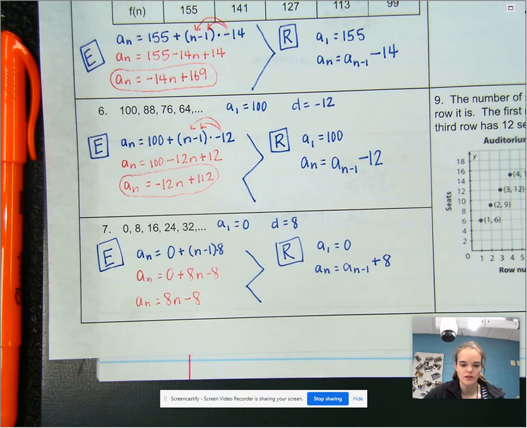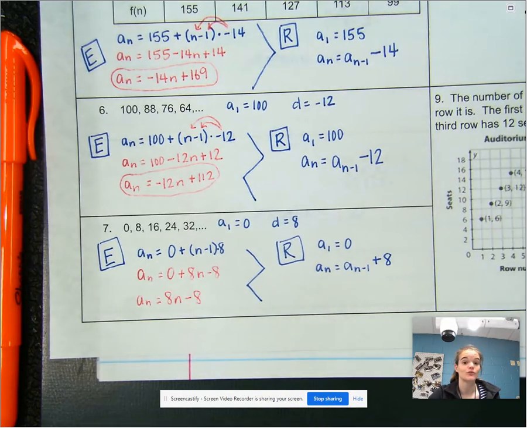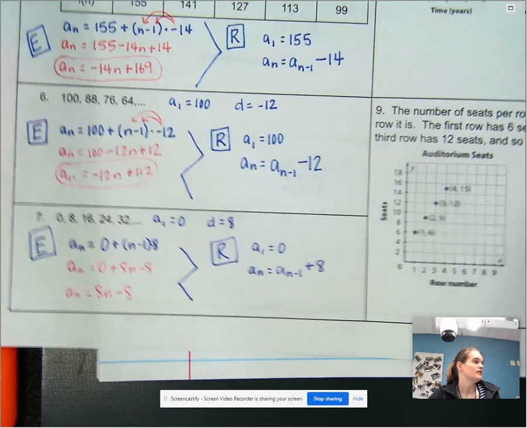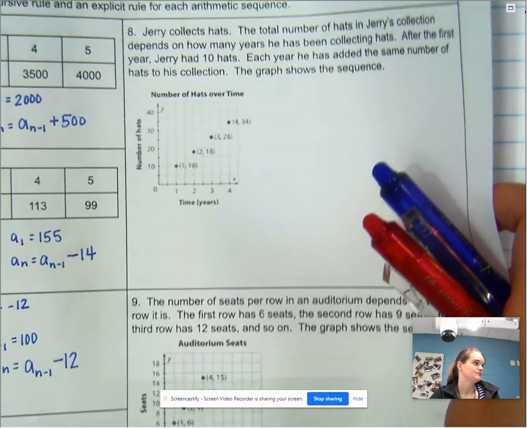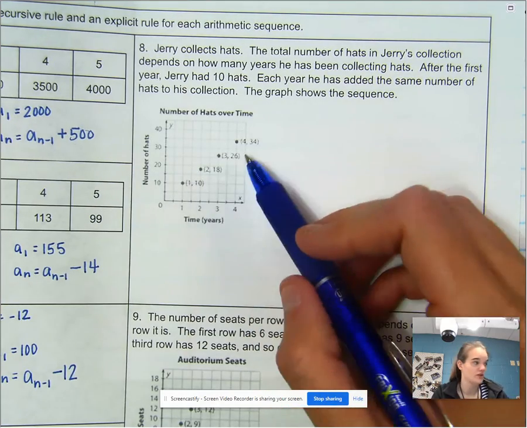Okay, last but not least, so we've seen them in a table. We've seen them when it's just a string of numbers. Now we're going to do the exact same thing. We're still doing the same thing, but when it's in a graph. Okay? So it says Jerry collects hats. The total number of hats in Jerry's collection depends on how many years he's been collecting hats. After the first year, Jerry has 10 hats. Each year he has added the same number of hats to his collection. The graph shows this sequence.